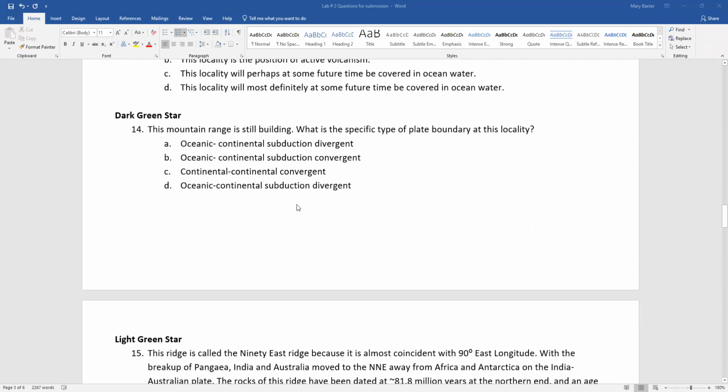All righty then. Number 14, the dark green star. This mountain range is still building. What is the specific type of plate boundary at this locality? So now you're going to have to choose what kind of plates, either oceanic or continental. Is there still active subduction going on or not? And then is it pulling apart or is it coming together? Okay, so let's go take a look at the map.